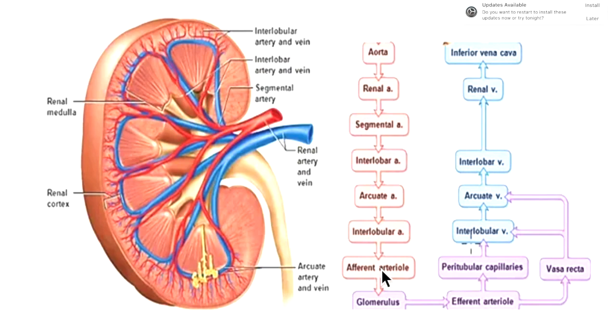From that arise the afferent arterioles, then the efferent arterioles, which go to the glomerulus to form the tuft of capillaries there. From the efferent arteriole arise the peritubular capillary plexus, then venous drainage: interlobular vein, arcuate vein, interlobar vein, renal vein, and inferior vena cava. This chart you should draw in exams, which covers both the arterial and the venous drainage of the kidney.